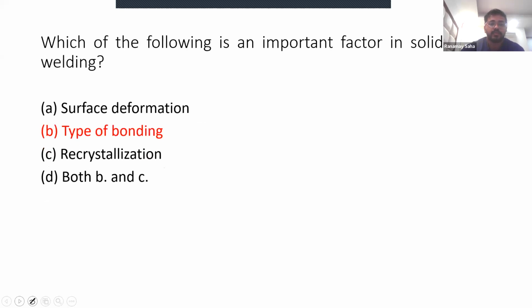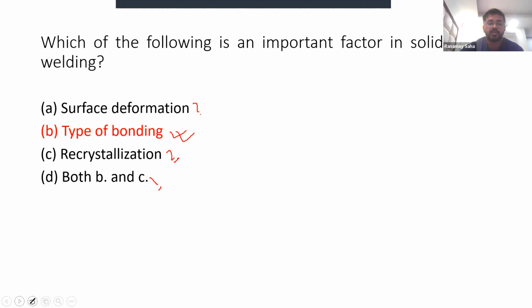Then we move to which of the following is an important factor in solid phase welding. So here you have to look at the parameters which should be considered before we decide which type of welding we are going to apply, right? So these are not the factors which happen to be considered during the process. These are not in-process parameters. These are the before process parameters. Okay, so one of them is type of bonding, because all the other things are happening just during the process. Okay, so we have option B being the correct option.